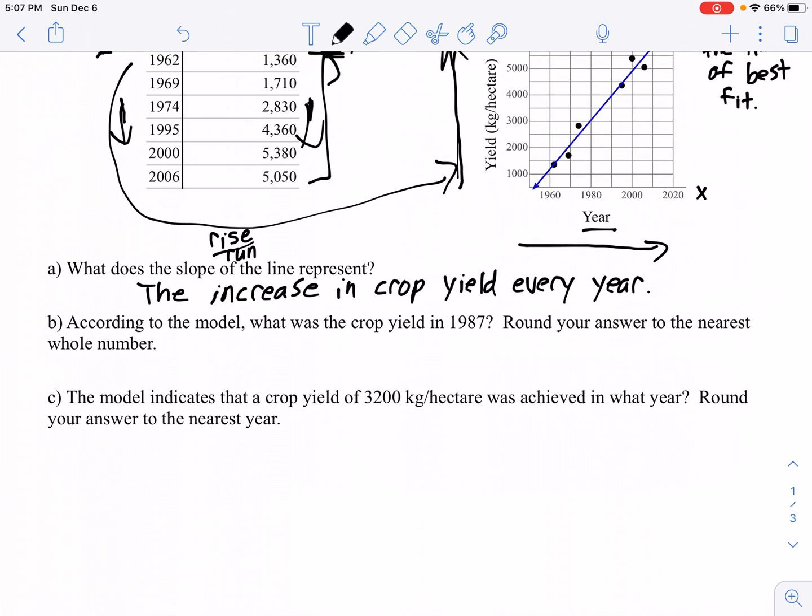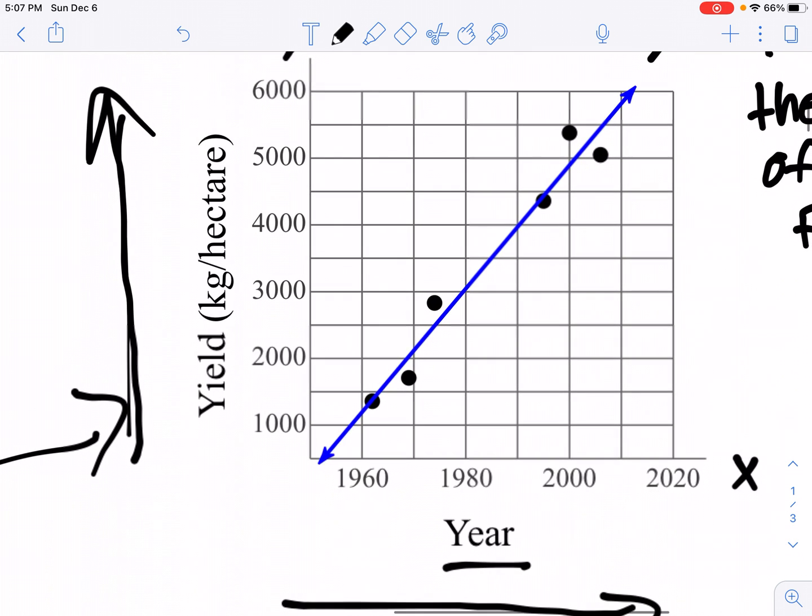Now, in terms of the next question, it says, according to the model, what was the crop yield in 1987? We could get an estimated guess by looking at our actual scatter plot here and making a trace line from our x values. This is 1980, so this would have to be 1990 and then 2000, right? Well, 1987 would be somewhere in here.